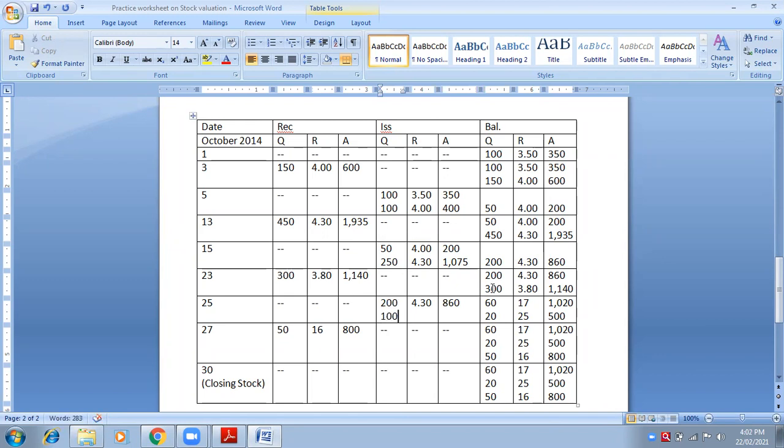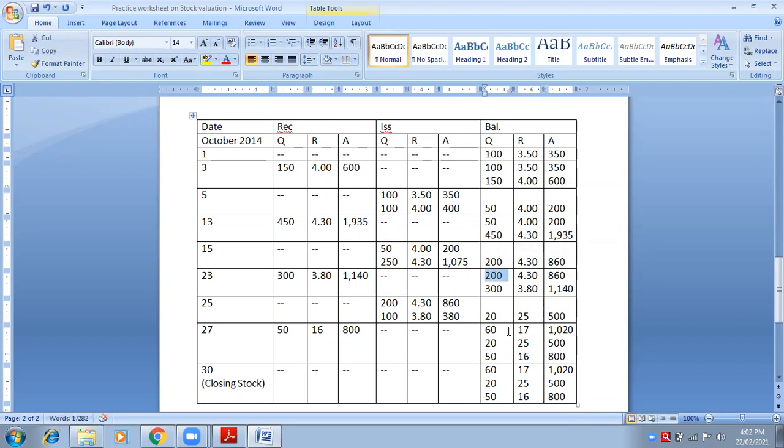How much more is to be issued after 200? 100 units. Do we have 100 units in the second slot? Yes, ma'am, we have 300. So out of 300, 100 can be taken out easily. What is the rate of 300? 3.80. So 100 will be multiplied with 3.80. So 380. Yes, ma'am. Okay.